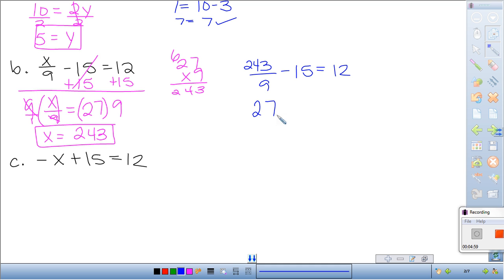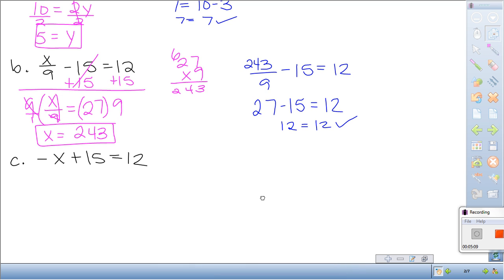243 divided by 9 is 27 minus 15 equals 12. 27 minus 15 is 12, and 12 does equal 12, so we solved correctly. Let's do C now.